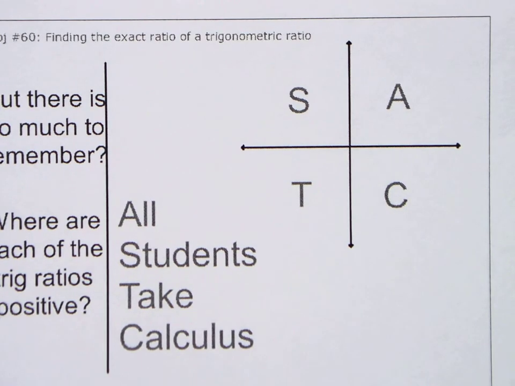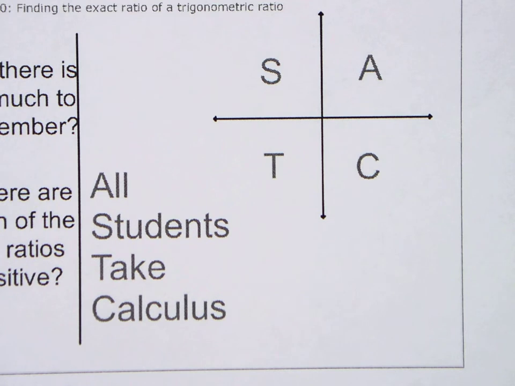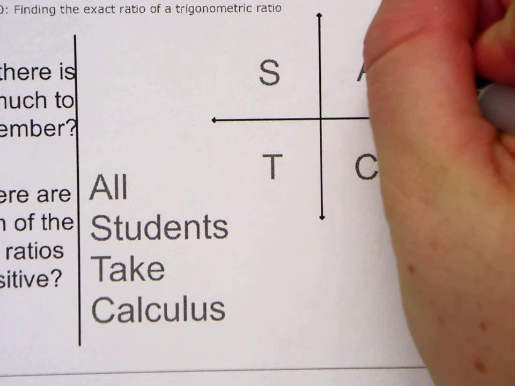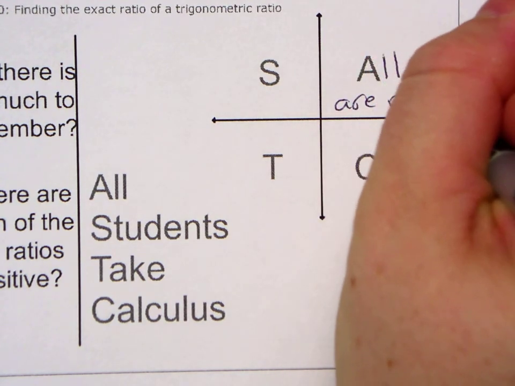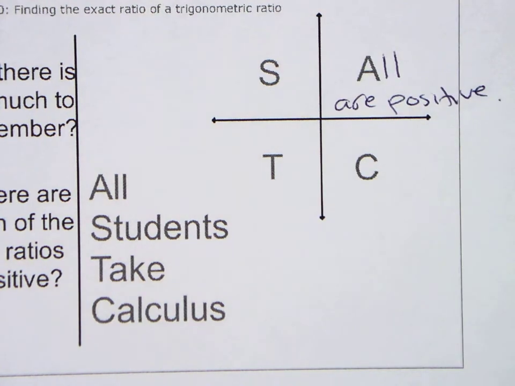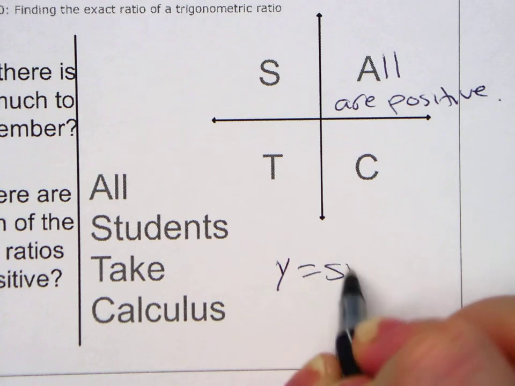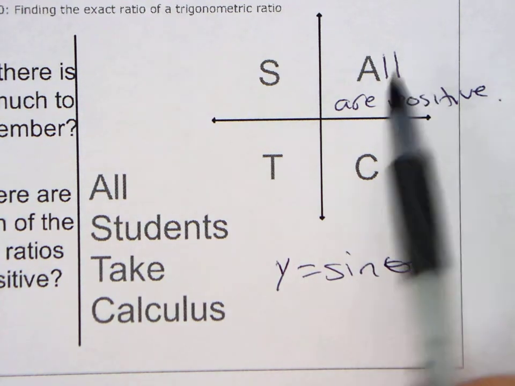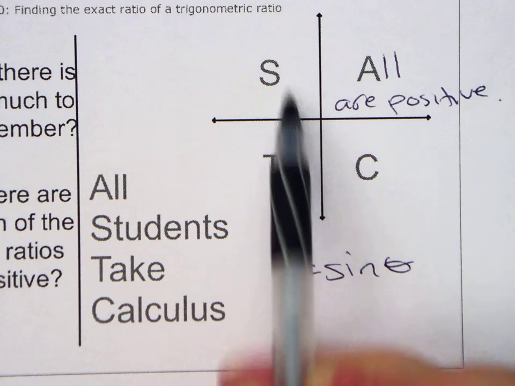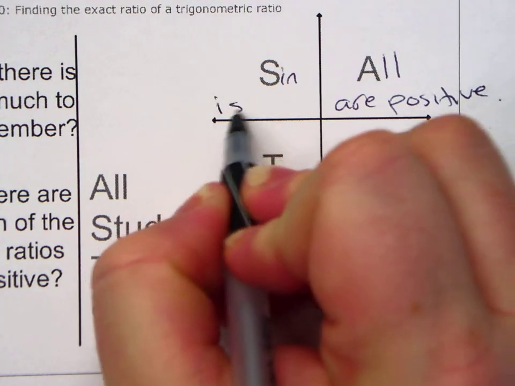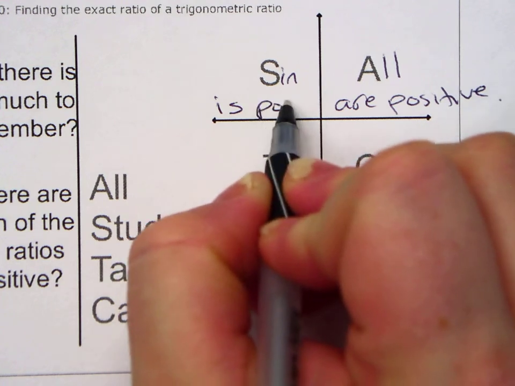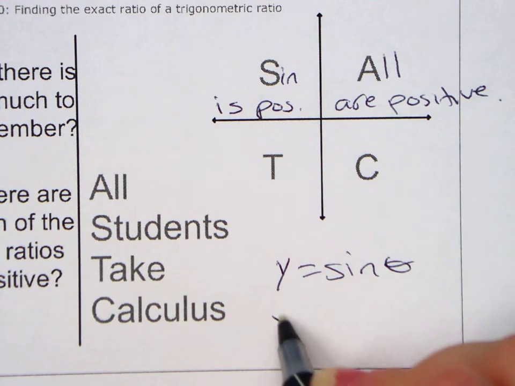First is, where is everything positive? So the acronym that's used is All Students Take Calculus, right? The A stands for actually all, right? All the trig ratios are positive in quadrant 1. Sine, remember, sine is your y value. Sine is your y value. So in quadrant 2, is the y positive or negative? Positive. But x is negative. So sine is positive. Everything else is negative, right?